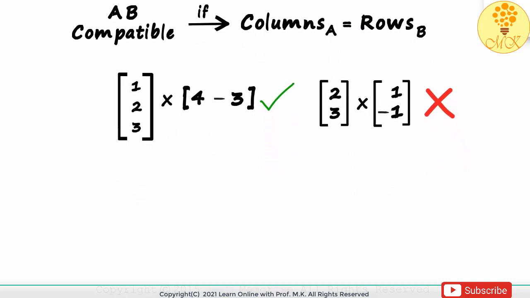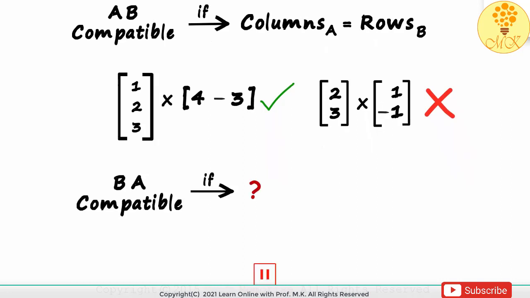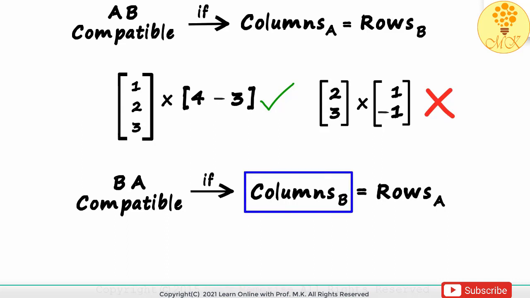Keeping that in mind, I want you to complete the next sentence. Assuming A and B are matrices, BA will be compatible if... Easy. This will be compatible if the number of columns in B is equal to the number of rows in A. It's the same rule. The number of columns in the first matrix should be equal to the number of rows in the second.